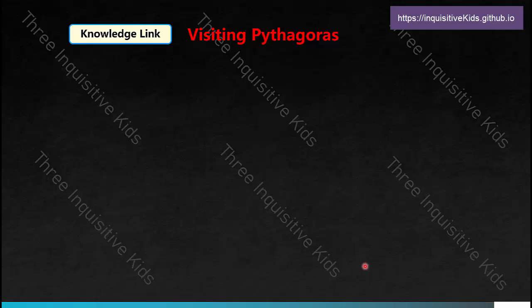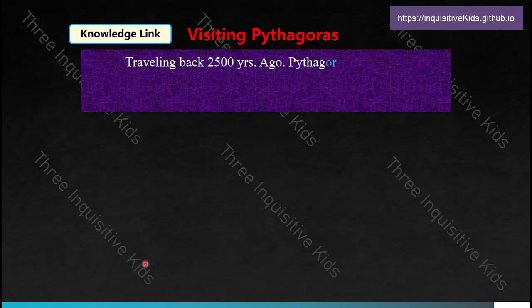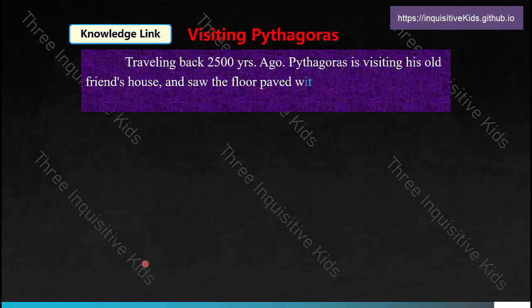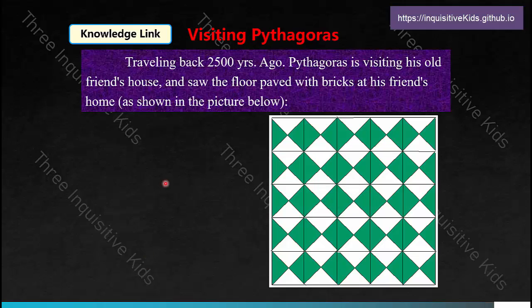Now, here's another knowledge link. Visiting Pythagoras. That's the man who came up with the Pythagorean theorem. Traveling back 2,500 years ago, Pythagoras is visiting his old friend's house and saw the floor paved with bricks at his friend's home, as shown in the picture below. Of course, this isn't true, but okay. So over here, this is square A, square B, and square C.